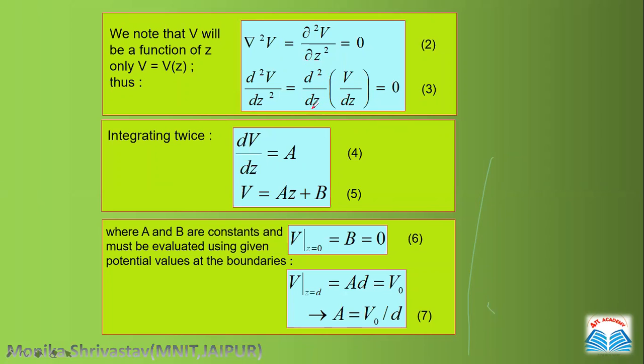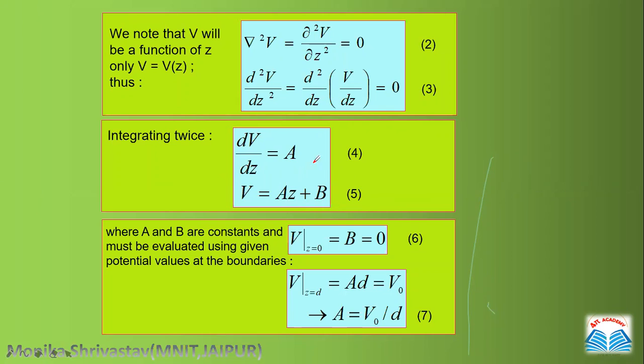First, we will integrate this. The integration of 0 is a constant, so we put a constant A. So we get dV over dz equal to A. Again, we integrate this, and we get V equal to Az plus B. Now, this already satisfies the Laplace equation, and we have the solution of potential.